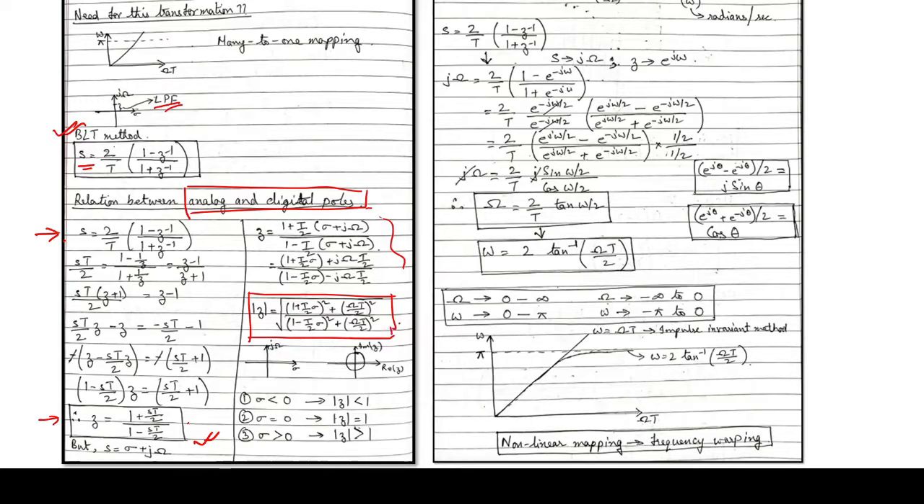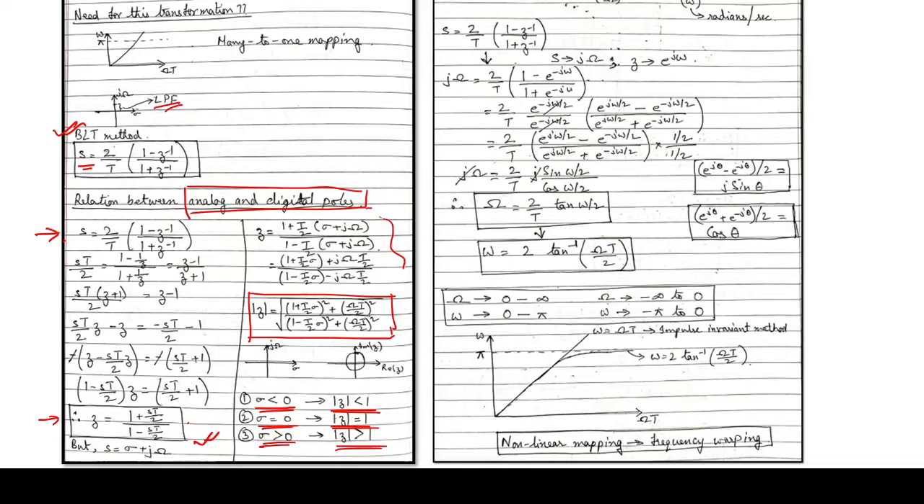Okay. Now from this equation, if we put sigma less than 0, then our modulus of z would be less than 1. Sigma equals 0 results in modulus of z equals 1, and sigma greater than 0 results in modulus of z greater than 1, which means it meets all the stability criteria for designing digital filters. Okay.